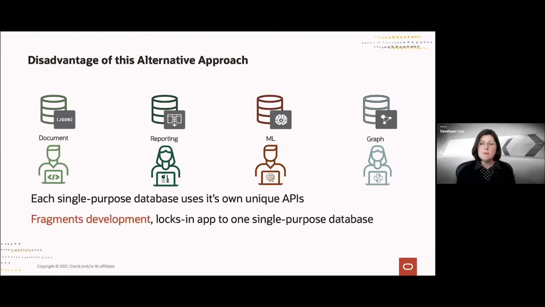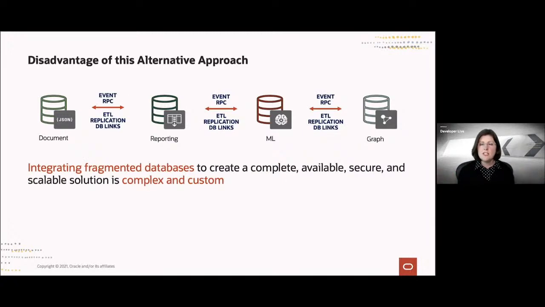The problem with that is because those APIs are unique, we may actually get locked into a specific database or even cloud provider that hosts that database. On top of that, these separate independent databases are not that easy to integrate. The reason is that they all come from different vendors or different cloud suppliers, and therefore you're on the hook to do all of that integration in order to create a solution that's complete, available, secure, and scalable. Unfortunately, that means complex integration custom code that you're on the hook to maintain.